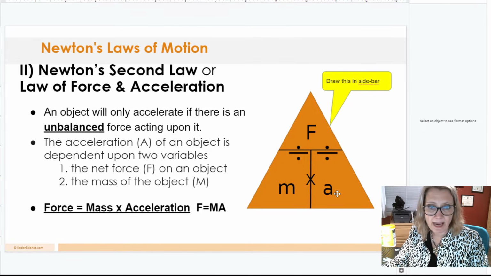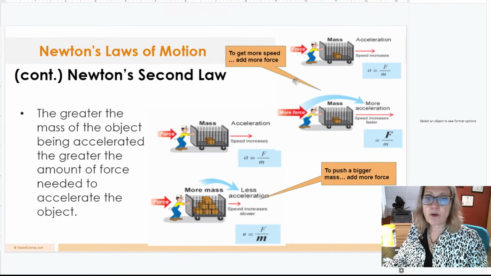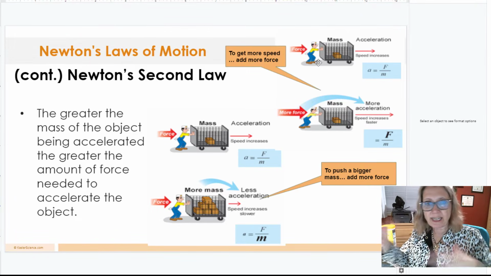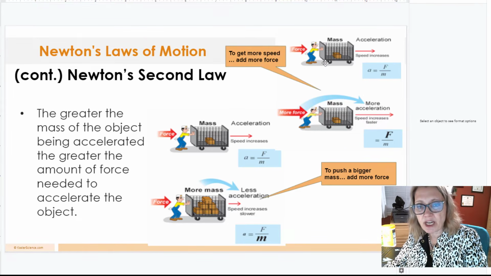I have some more examples here on the next page that will help to make it more obvious to you guys what it means. It says here, the greater the mass of the object being accelerated, the greater the amount of force needed to accelerate it. Now let me show you these pictures and it will become more clear. So let's just say that I have Bob, and Bob works at a warehouse and he has to move all of the packages from one area to another. So here we have Bob pushing the cart.